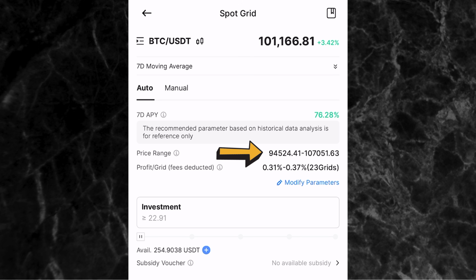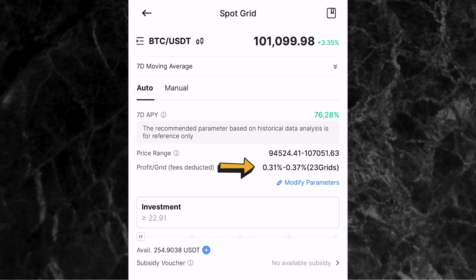So if you want to change the price range, that's where you go to manual, this manual right here. But if you want to go ahead with what has been automatically entered for you, you leave it at this auto. That's just the difference. And then when you have this profit per grid fees deducted, you have 0.31% to 0.37%. And then in brackets, you have 23 grids.